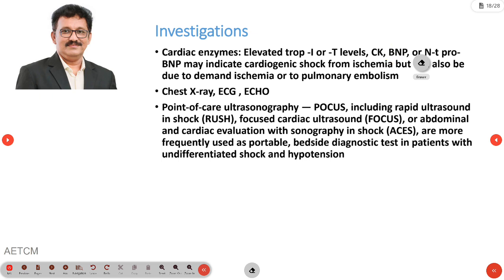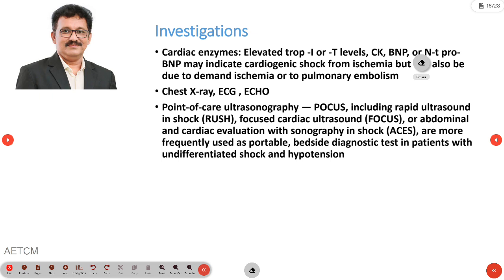Brain natriuretic peptide is a very important test; an elevated BNP indicates cardiogenic shock. So, this is a very important step we have to do, and a point of care ultrasound focus should be done in all patients with shock. You can see various protocols to identify what may be the lesion, especially in trauma patients.